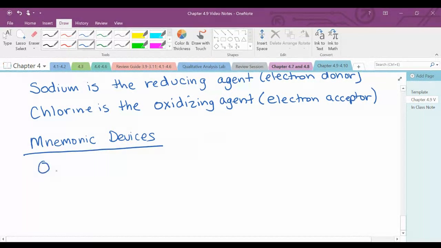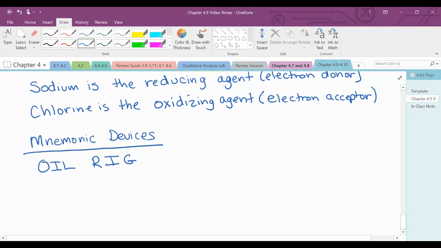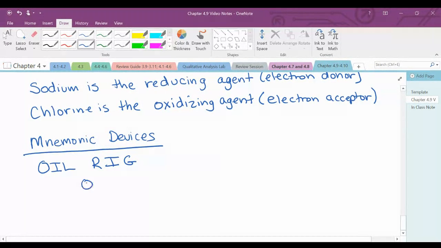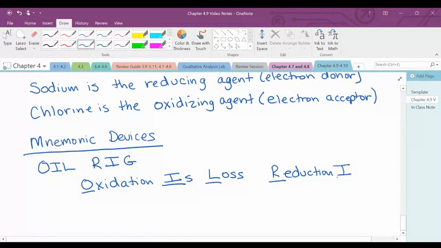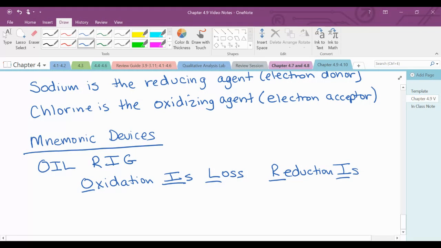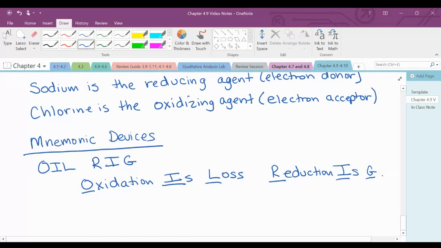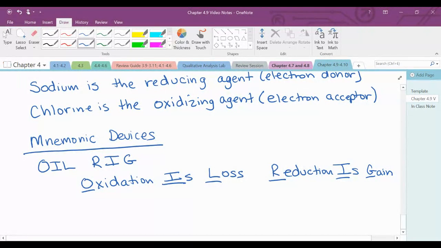So the first one is OIL RIG. Oxidation is loss, reduction is gain. So oxidation is the loss of electrons, reduction is the gaining of electrons.